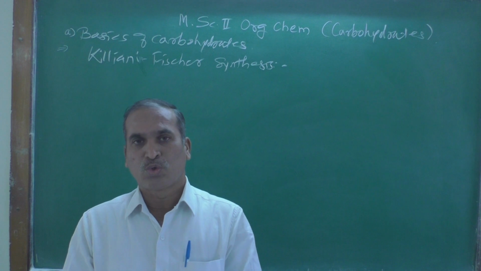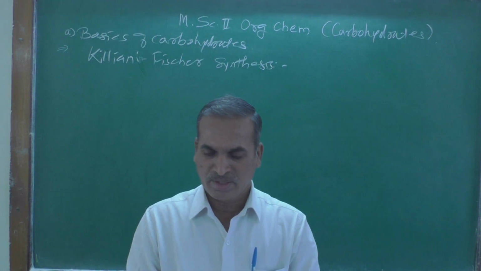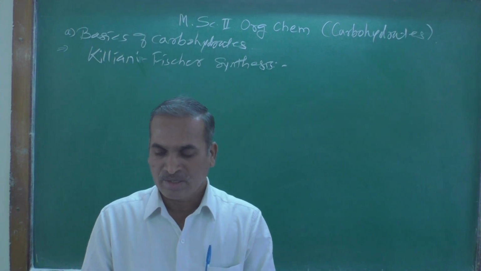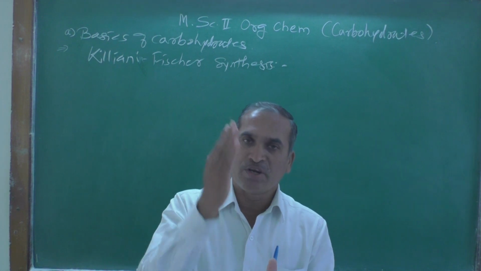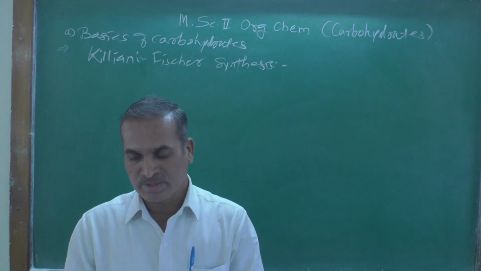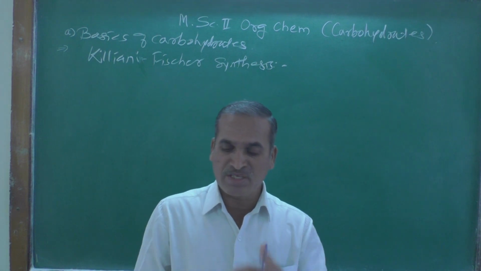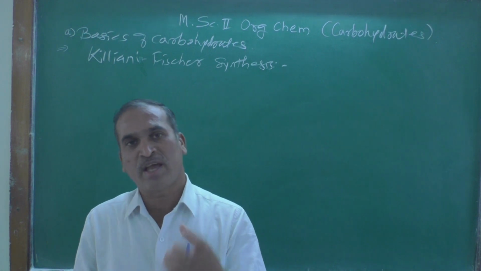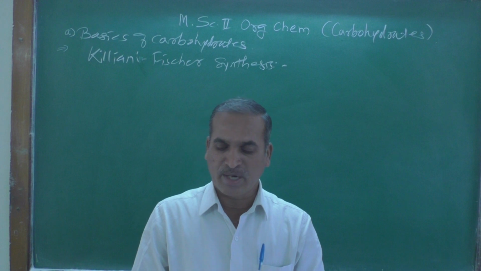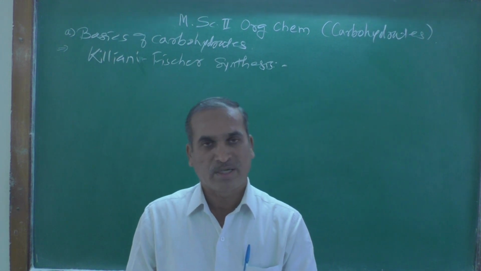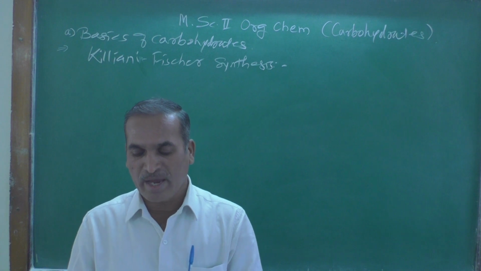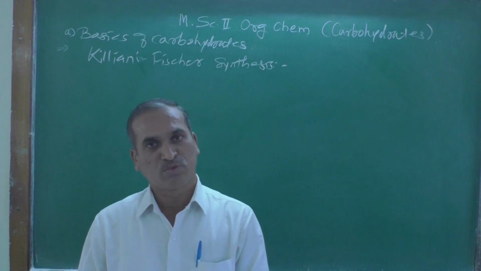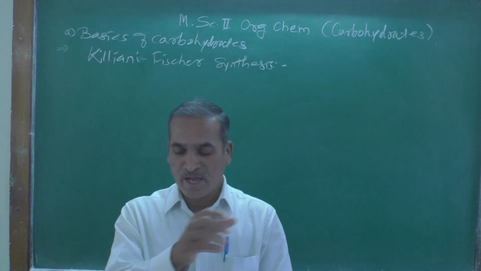There are two important methods in which an aldose can be converted into a different aldose, right? This is the first point you remember. These conversions can be used not only to synthesize new carbohydrates but also to determine their configuration. That is the thing we are discussing right now.